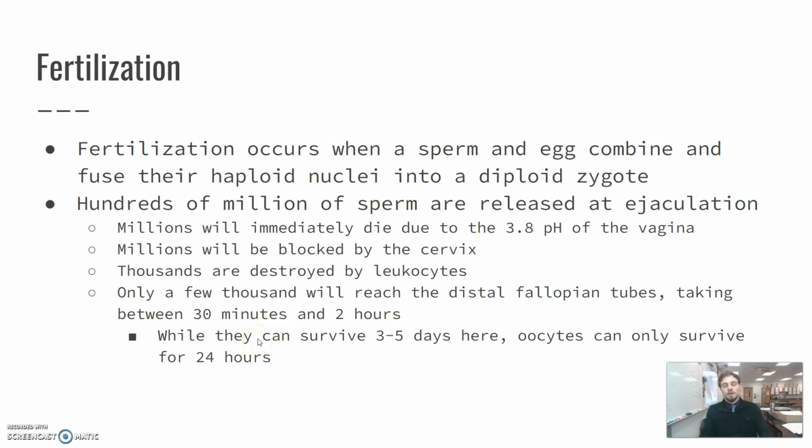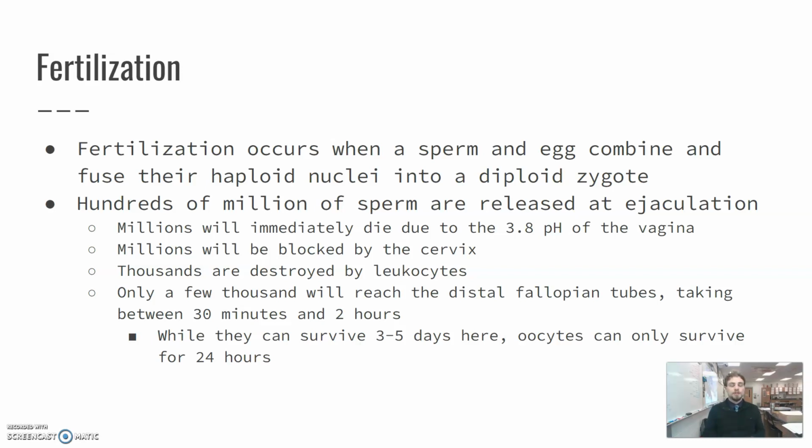So fertilization is going to occur when you have the sperm and egg combining, and they're going to fuse their nuclei to turn their haploid nuclei into a diploid zygote. Remember, haploid meaning half DNA, diploid is going to be your full set of DNA, and so that's why it's important that sperm and egg both are haploid, so that you have the right amount of DNA in the offspring.